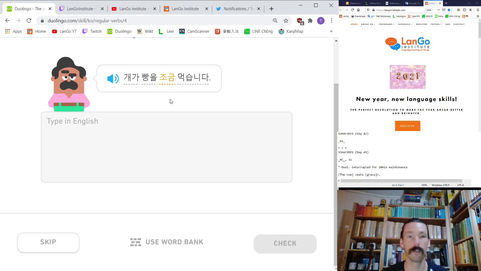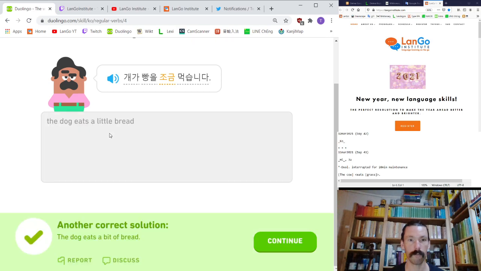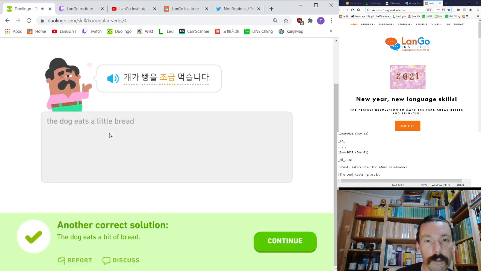조금. Nothing to do with gold, just sounding like it. The dog, or a dog, eats a little bread. And this modifier meaning a little bit right before the verb.